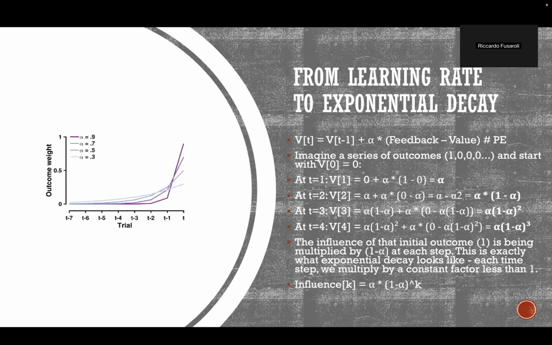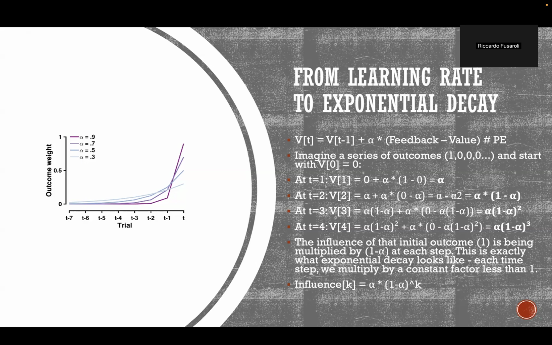I made a little plot on how different learning rates affect the impact of past trials according to how far in the past they are, where a high learning rate, 0.9, has basically only the last 3 trials mattering, while as we lower the learning rate, there is a low but still non-trivial impact of past trials. And how can we see that more analytically?